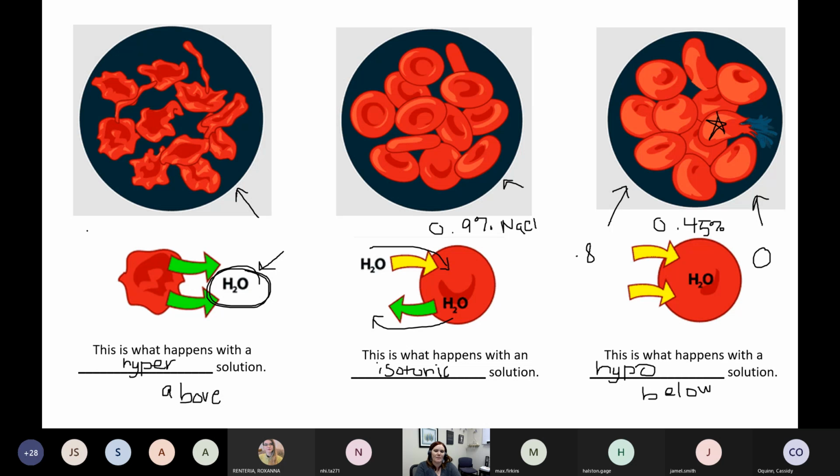Your notes outline talks about 3.5% sodium chloride. That's an example of a hypertonic solution. But again, anything that's above 0.9 is hypertonic. So 1%, 1.5%, the specific numbers don't matter. It's just always either above normal or below normal that we would say is hypertonic or hypotonic.